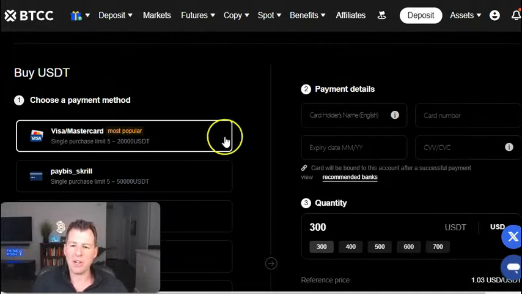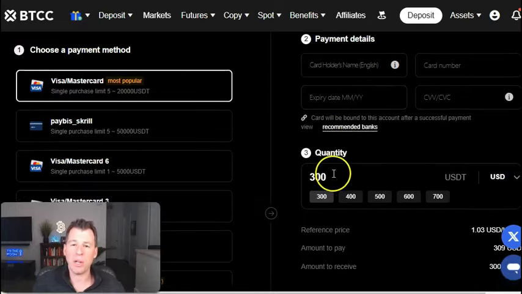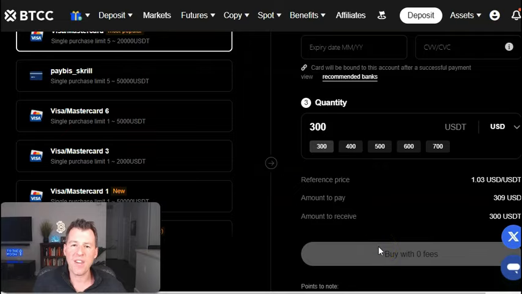So you click on Visa, MasterCard, enter your cardholder name, number, etc., the amount you want to purchase. There is no specific fee on deposits, but it looks like there is a little bit of a spread. Keep that in mind. Click on buy, and then boom, the funds should be instantly in your account. It is the fastest one.